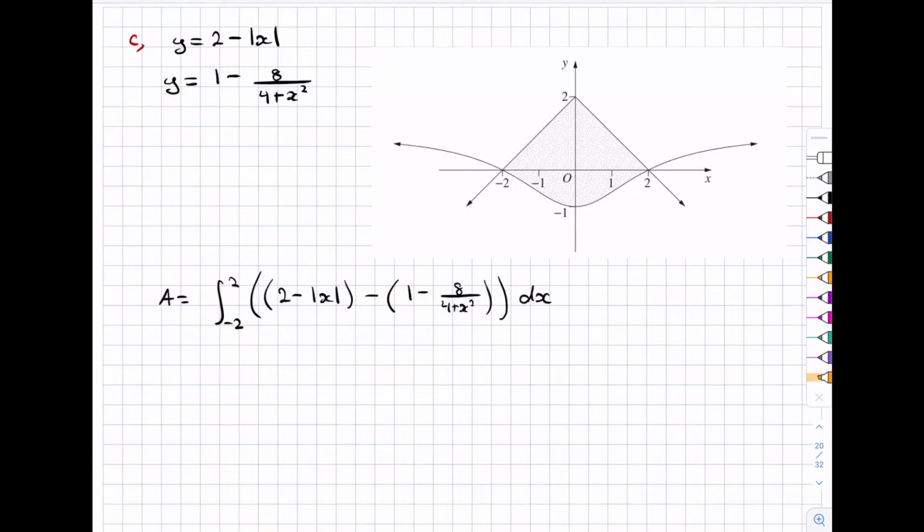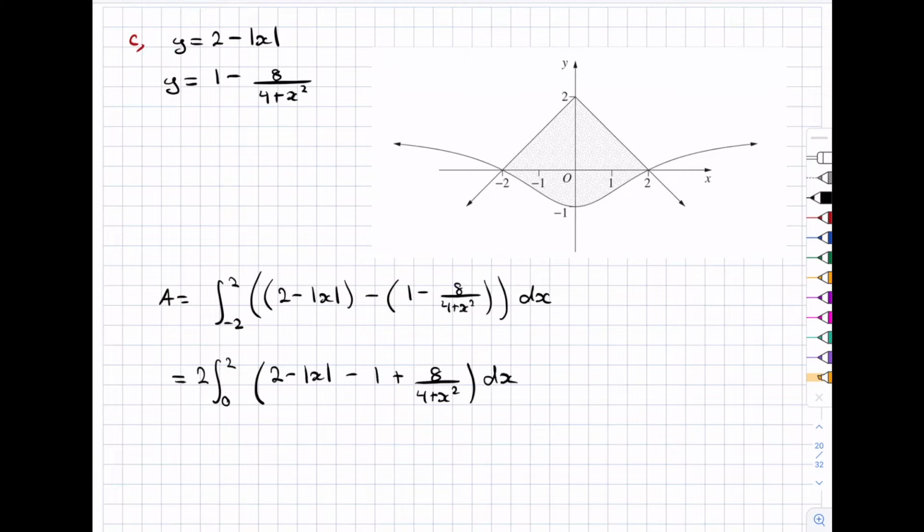Another way is to recognize that this has some symmetry. This is an even function. Both of these functions are even. And so this area here is exactly the same as that area there. So what I can do is write this as 2 times the integral, now going from 0 to 2 instead of from -2 to 2, of 2 minus the absolute value of x. And while I'm at it, I'm going to distribute this -1 through to both of these. So I get -1 plus 8 over 4 plus x squared.